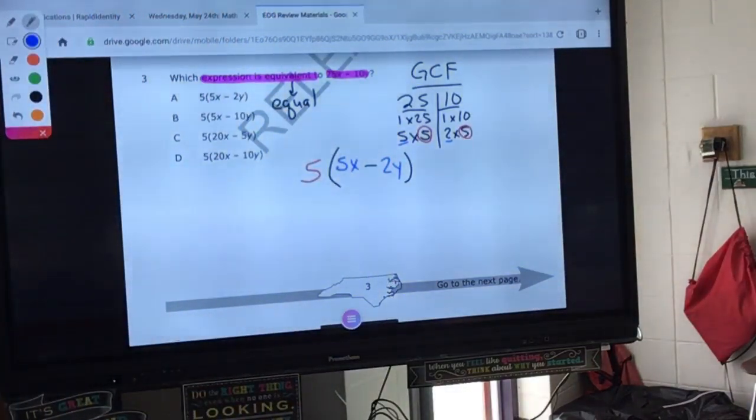Does that make sense? Yes or no? Distributive property is something that should not be hard, but we really struggle with distributive property, and I do not know why.